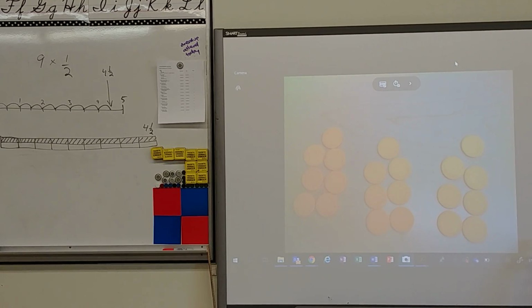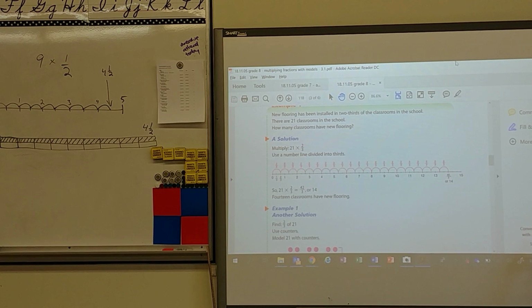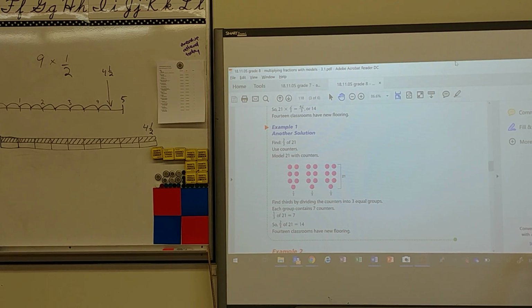Yes. Okay, it says 2/3 times 21. 2/3 times 21. Is this 21? Okay. Is this 2/3 of 21? Yeah. How many counters? Watch. What is 2/3 of 21? What's 2/3 of 21? 14. 14. So 2/3 times 21?